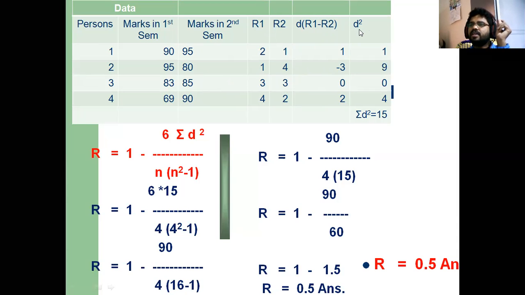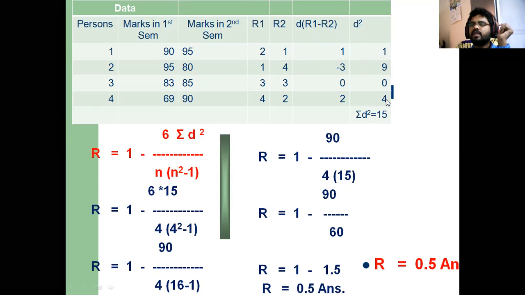Then we need to find D square, that is D into D. 1 into 1, 1. Minus 3 into minus 3, plus 9. 0 into 0, 0. 2 into 2, 4. After calculating D square, we want to calculate the sum of D square. How much is the sum of D square? 1 plus 9, 10.